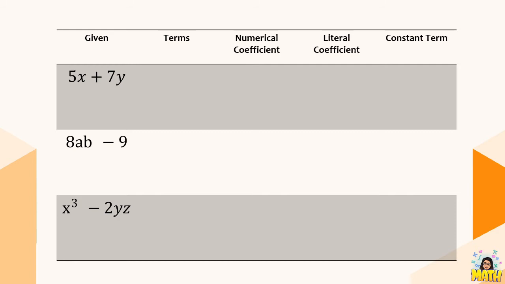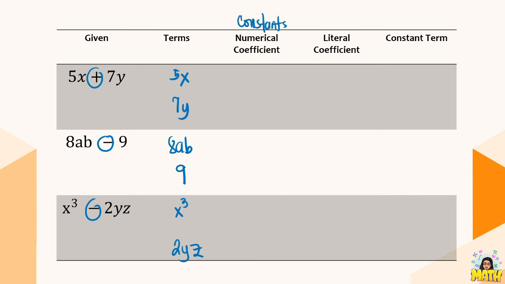5x plus 7y. Again, terms are separated by plus and minus sign. Here we have 5x and 7y. 8ab and 9. While on the third example, we have x cubed and 2yz. Next is the numerical coefficient. Numerical coefficients are also called constants because these are numbers that will not change its value. So here we have 5, 7, 8, 9. Number 3, if there is no number here, the numerical coefficient there is automatically 1.